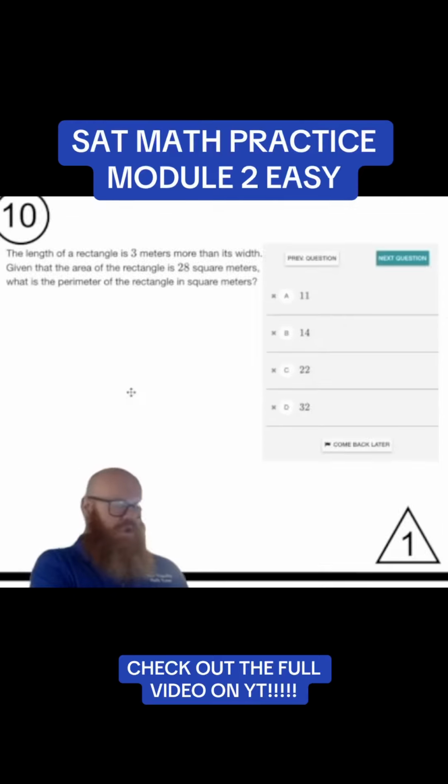All right, moving on to number 10. The length of a rectangle is 3 meters more than its width. Given that the area is 28, what is the perimeter of the rectangle?